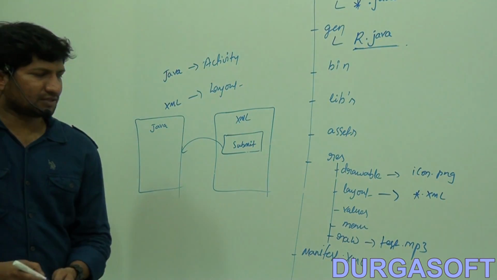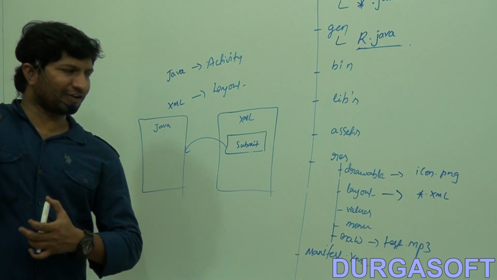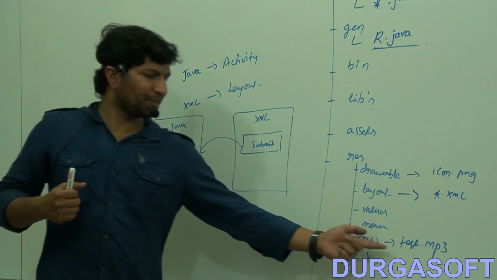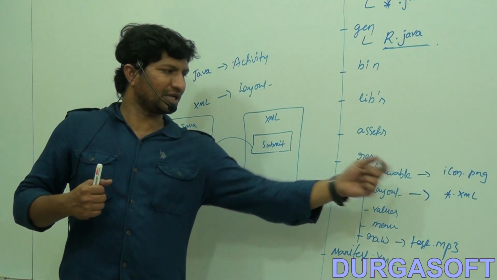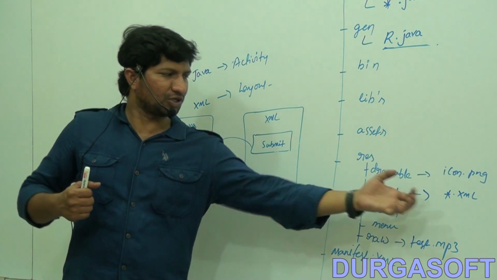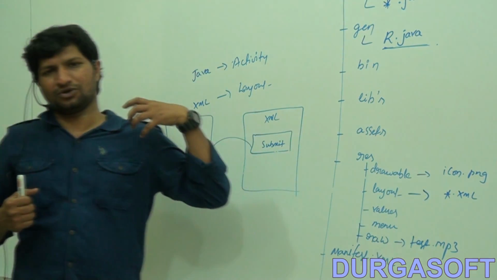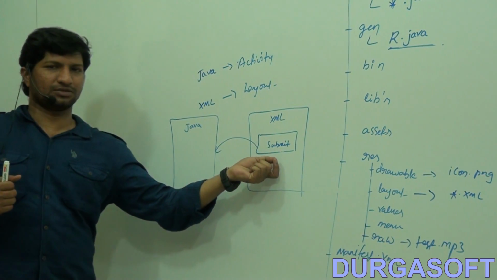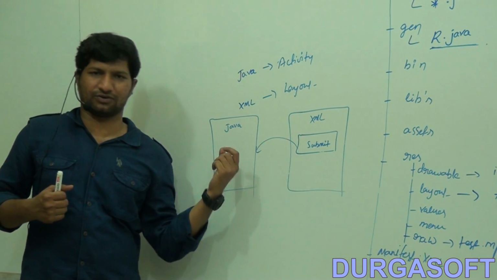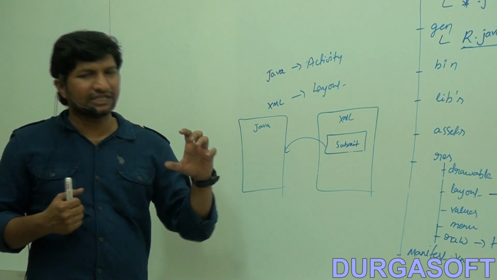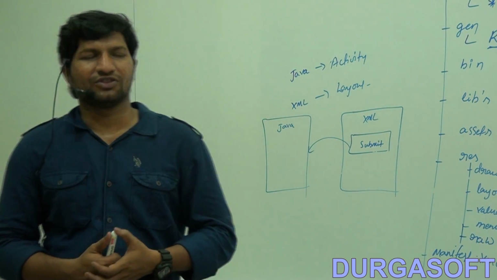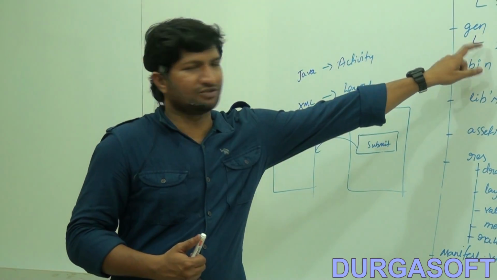Now the requirement is, from my Java code, I want to get a file into my Java code. I want to get this mp3 file into my Java code. I want to get this image into my Java code. I want to get this XML file into Java code. And I want to get this UI component into Java code. The answer for all these questions is with the help of r.java.